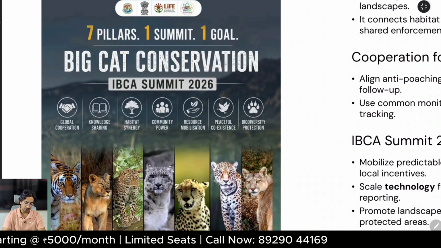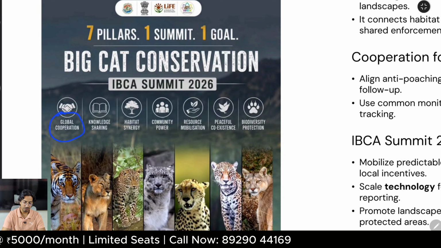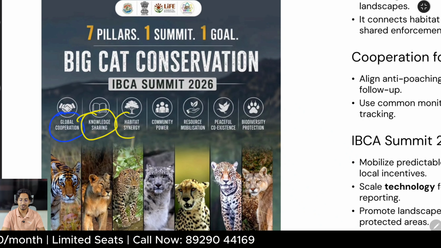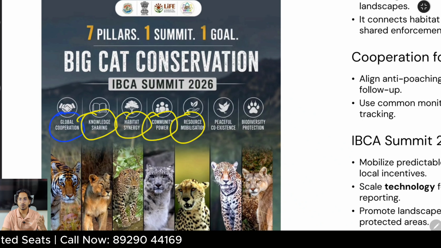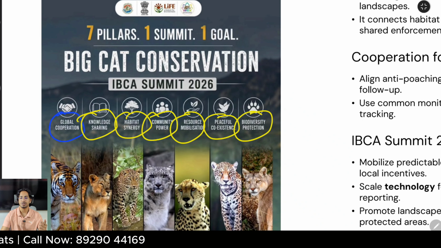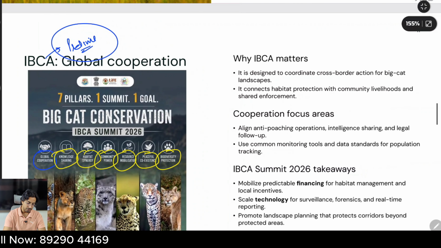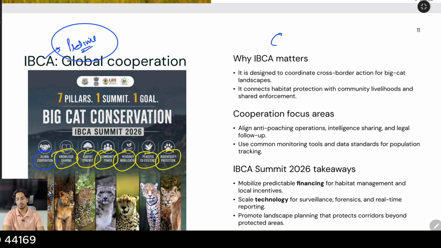So what are the pillars? Global cooperation, knowledge sharing, habitat synergy, community power, resource mobilization, peaceful coexistence, and biodiversity protection. See here, please go through the countries which are member countries.